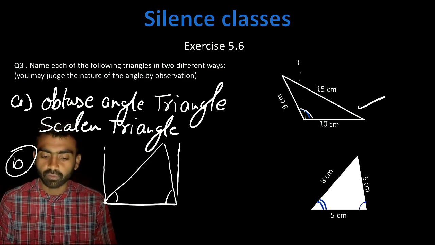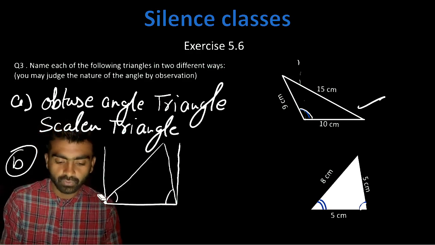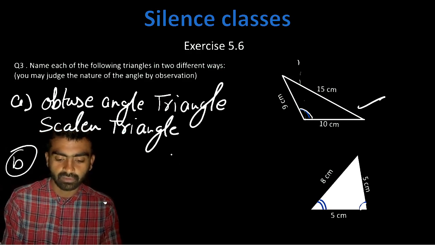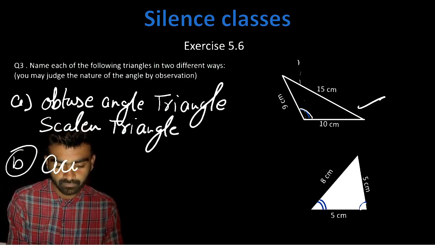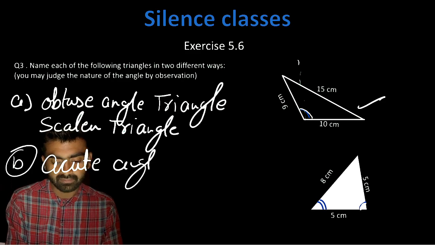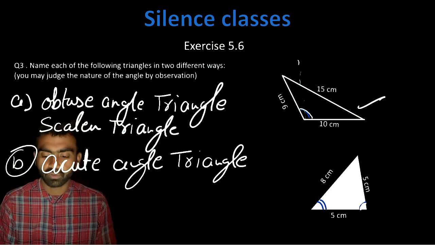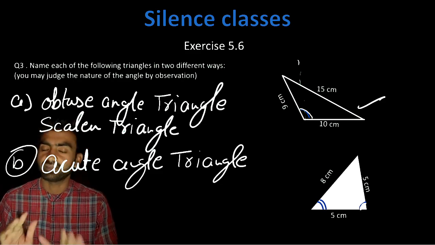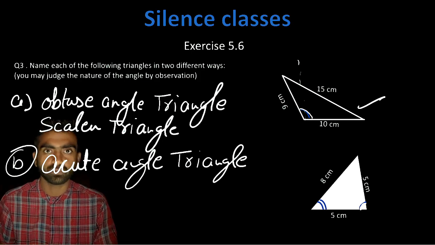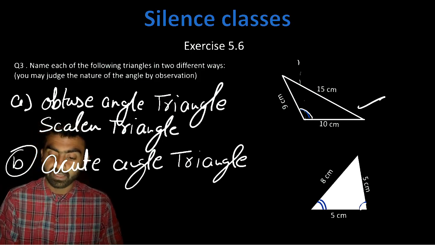Okay, so it is known as an acute angle triangle, because if I take a base over here, it is less than 90 degrees. Okay, I hope you guys understood how we have done it. And you can check it out.